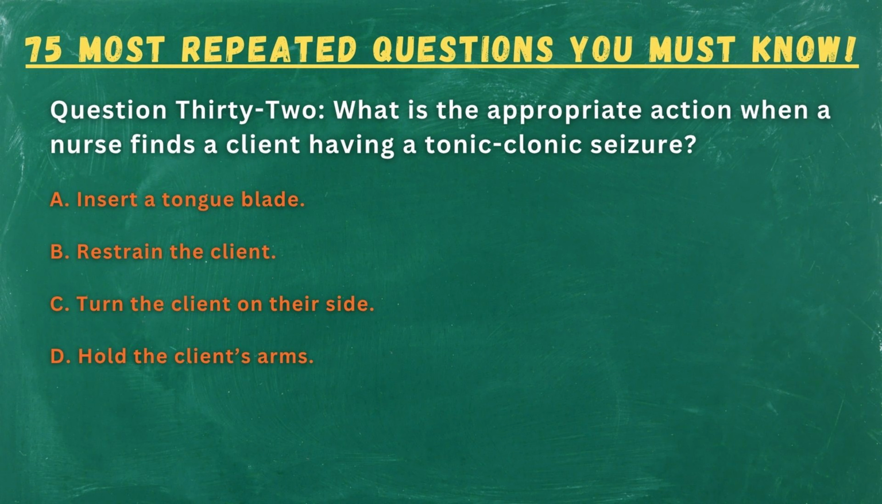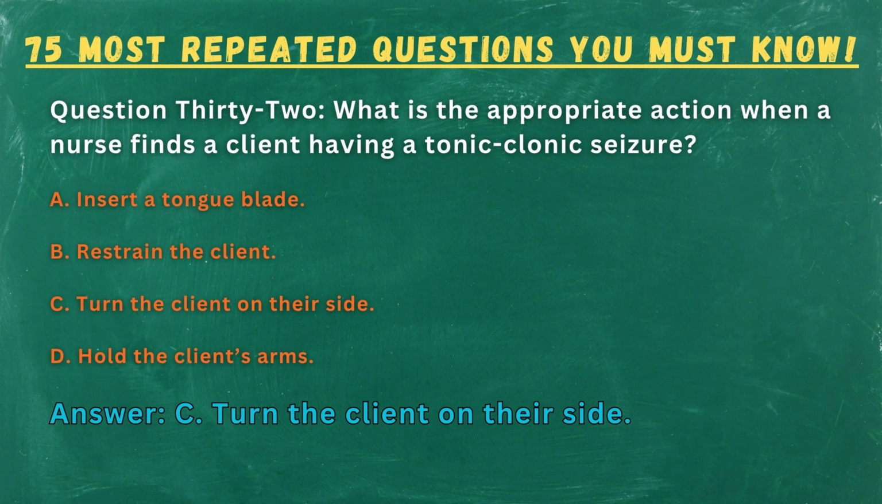Question 32. What is the appropriate action when a nurse finds a client having a tonic-clonic seizure? A. Insert a tongue blade. B. Restrain the client. C. Turn the client on their side. D. Hold the client's arms. Answer: C. Turn the client on their side.